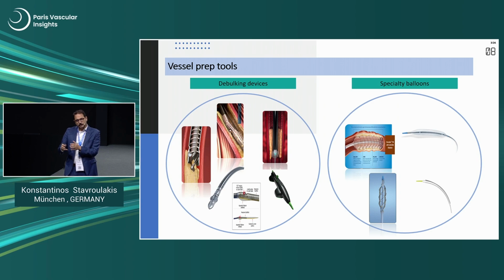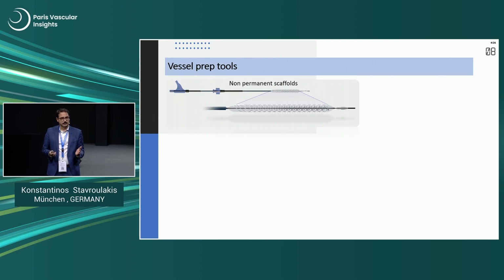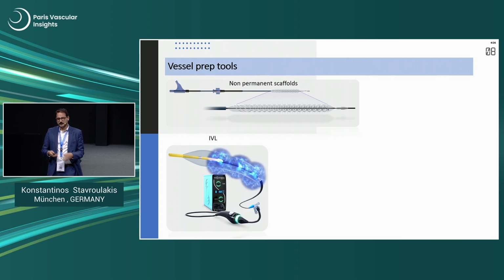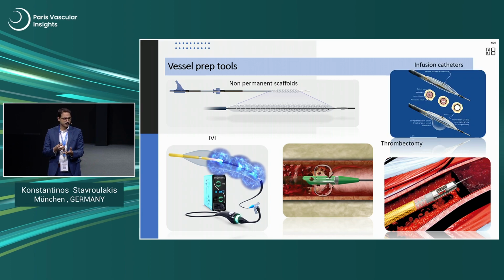But now we have a continuous development of technologies, and it's not very easy to categorize all the different modalities into families. We have non-permanent scaffolds, for example. IVL, well, it's a specialty balloon, but it's not only a balloon. We have thrombectomy devices, and as the modalities continue to evolve, we also have different infusion catheters where we can infuse medications with a needle into the vessel wall, etc. So the family of vessel prep modalities is quite big. It's not always easy to categorize them into one category or another.